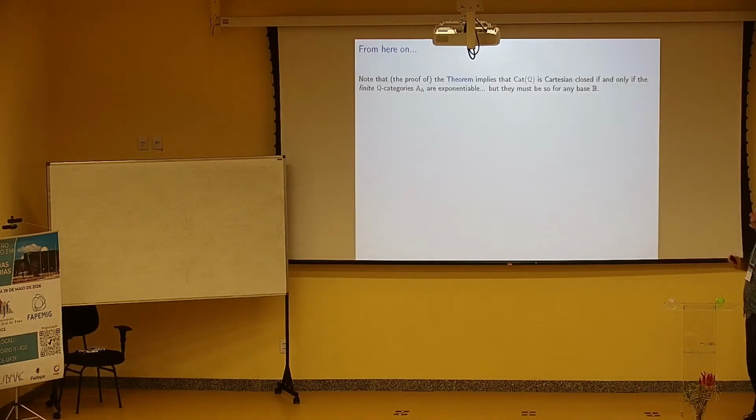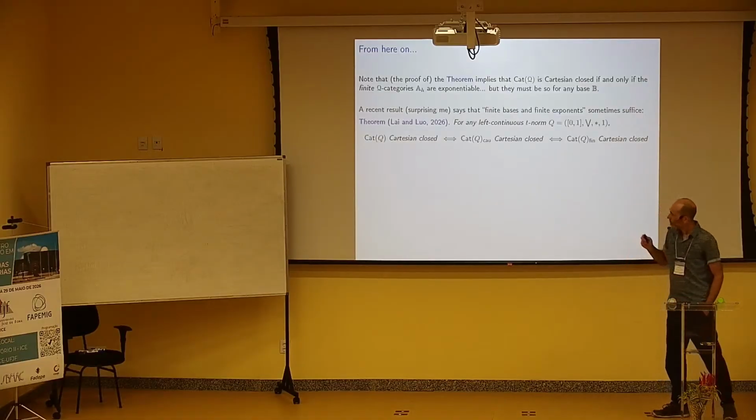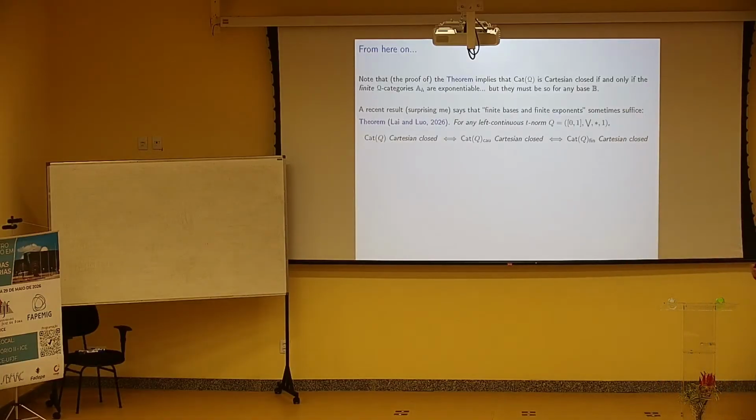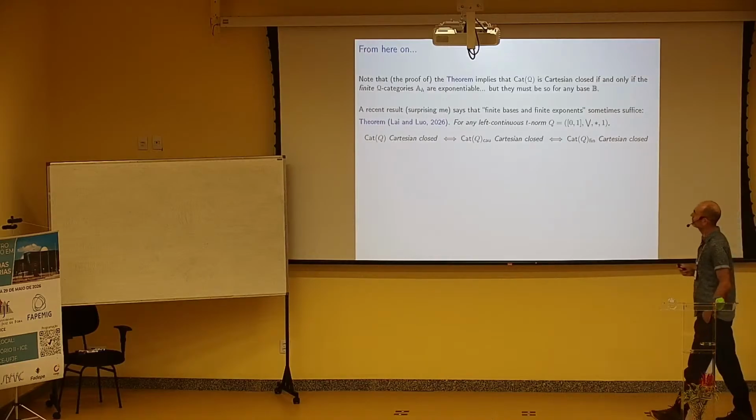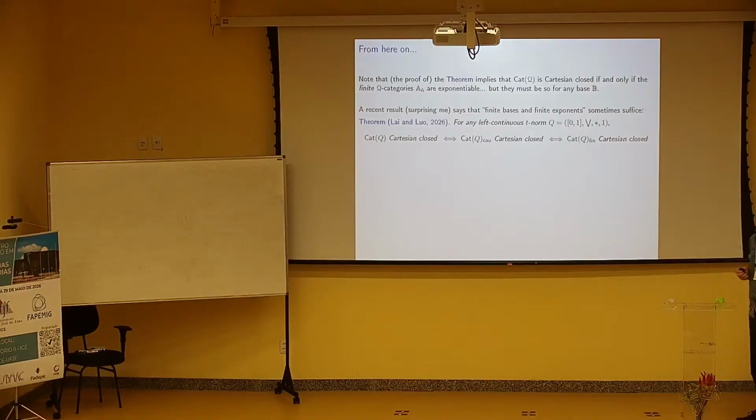But they must be so for any base. Right? To be exponentiable means that you are exponentiable for any base, b to the a for every b. And b can be gigantic. Right? But a recent result that surprised me says that finite bases and finite exponentiables are sometimes enough to prove that all Q categories are exponentiable. And so two Chinese colleagues, Lai and Luo, put it in, it's probably already in TAC now.